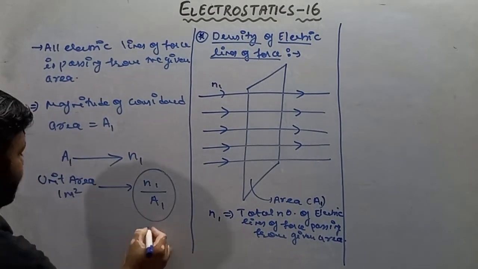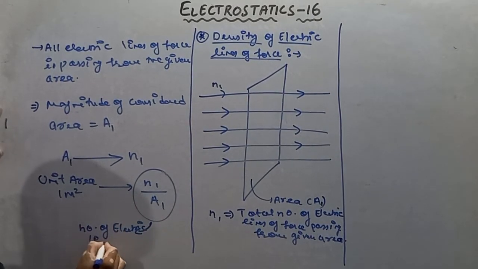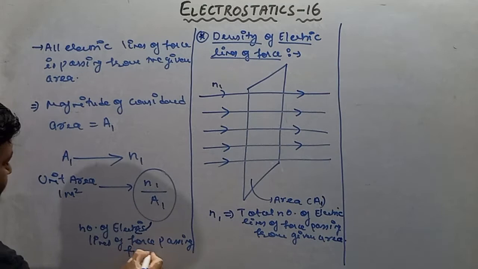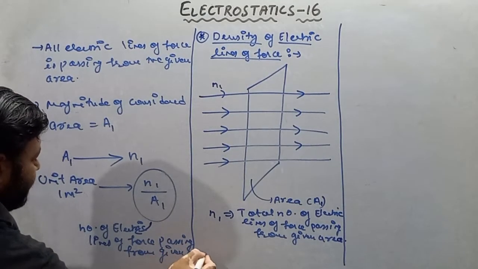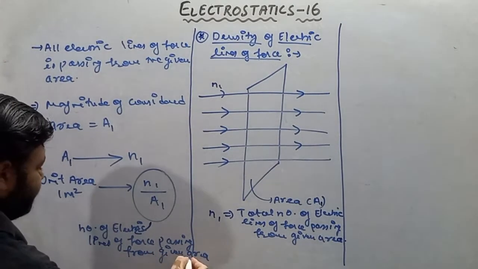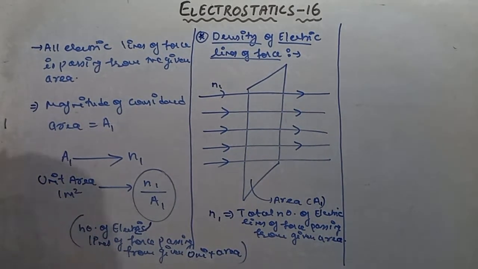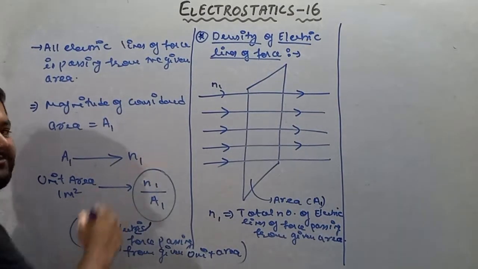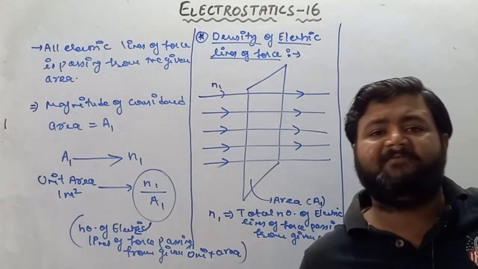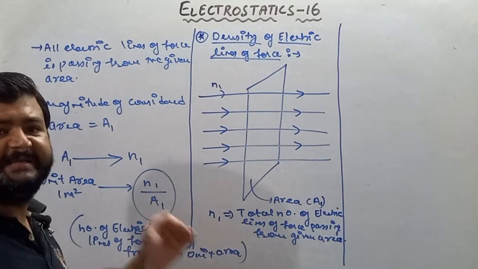What is this N1 by A1? It is the number of electric lines of force passing through unit area, not the given area, unit area. Unit area means 1 meter square. So from 1 meter square the number of electric lines of force passing is N1 by A1. Try to understand.